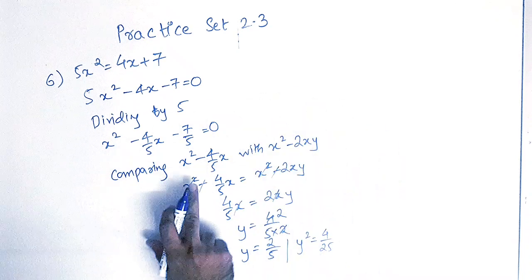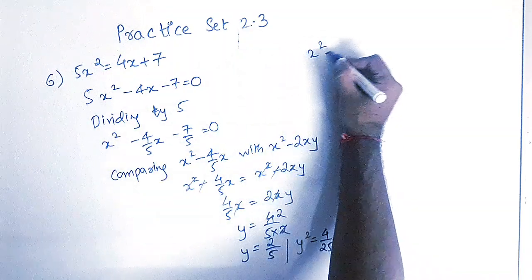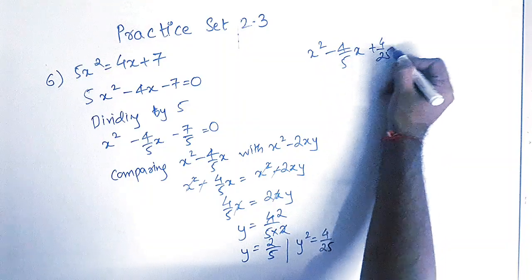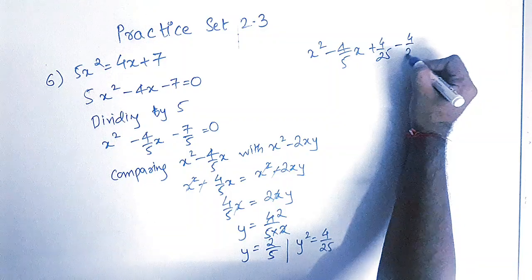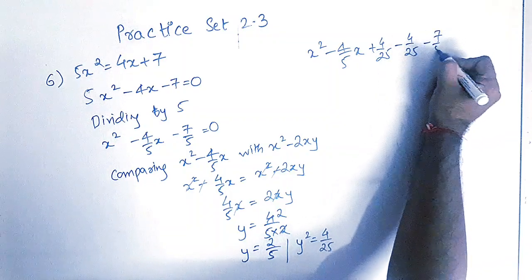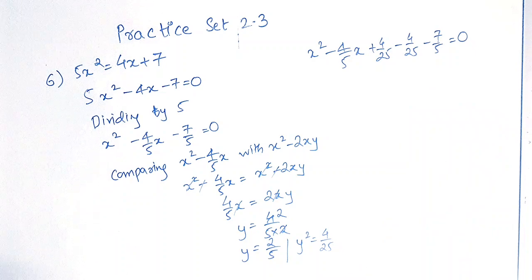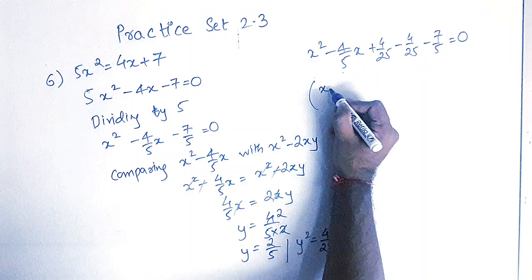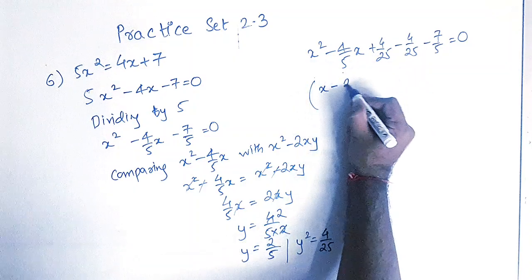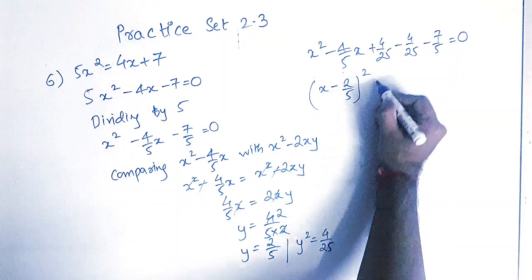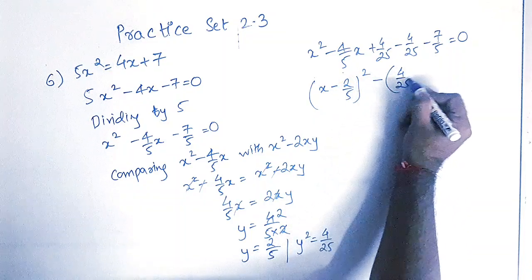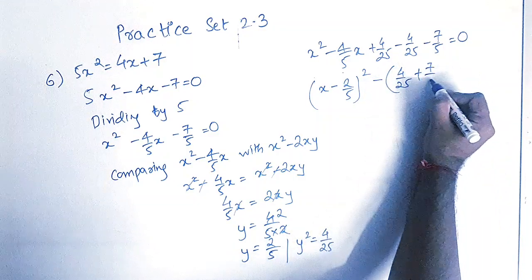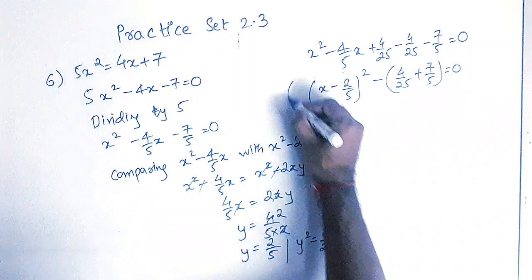Now you know the next step. We'll take this x square minus 4 by 5x plus 4 upon 25 minus 4 upon 25 minus 7 by 5 equals to 0. Okay, so here we have a square minus 2ab plus b square, so we can write x minus 2 by 5 the whole square, minus 4 upon 25, this becomes plus because minus we have taken common outside, 7 upon 5 equals to 0.